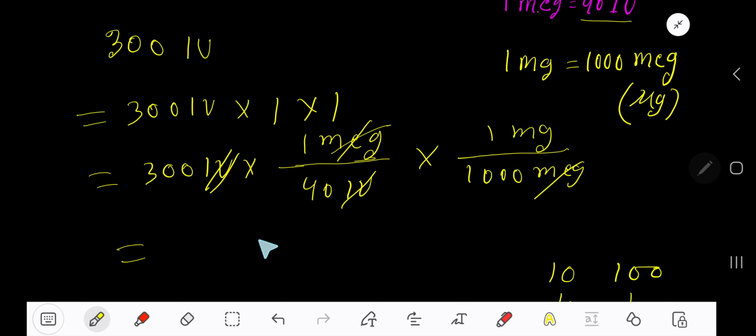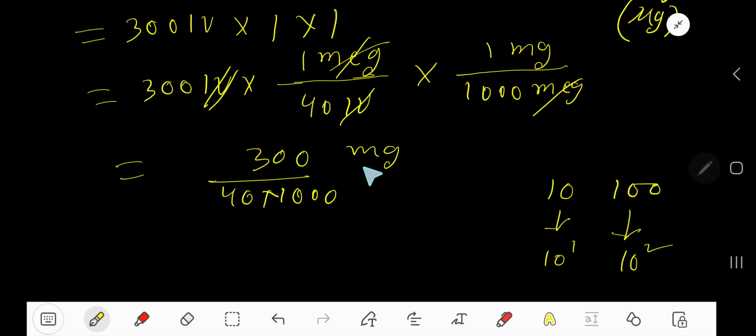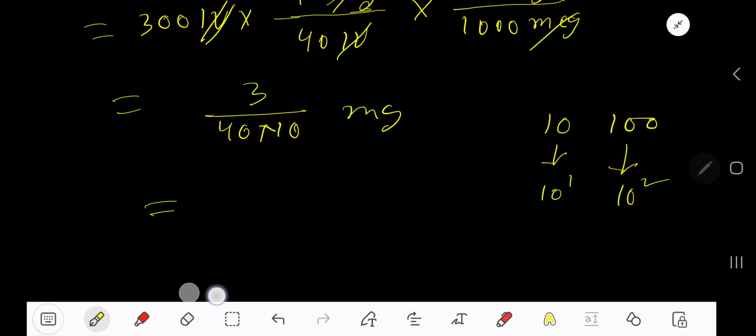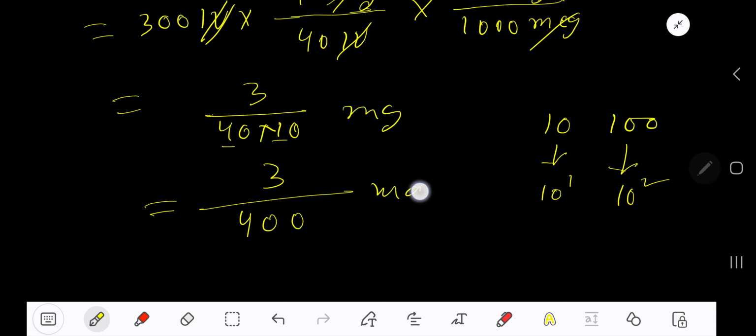Now 300 times 1 times 1 means 300 milligram divided by 40 times 1000. Now cancel this 0, this 0, this 0, this 0. So we are getting 3 divided by 40 times 10 milligram. 1 times 4, 400. So 3 divided by 400 milligram.